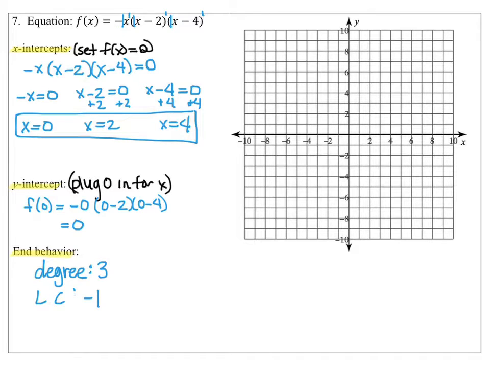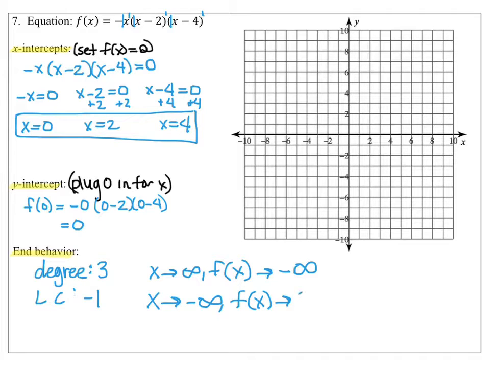When we're doing end behavior, the leading coefficient tells me what happens on the right side of the graph. So I can say as x approaches positive infinity, f of x approaches negative infinity because my leading coefficient is negative. Because I have an odd degree, the left and right sides are opposite. So I'm going to say as x approaches negative infinity, f of x approaches positive infinity. This is really saying that my graph is going down on the right side of the graph and up on the left side of the graph.